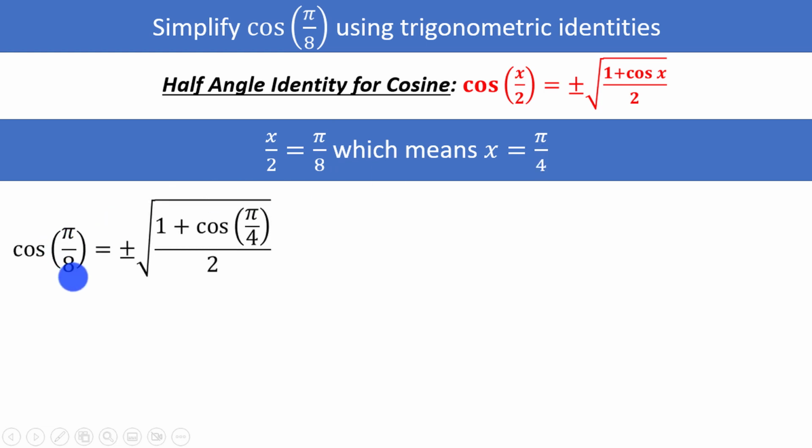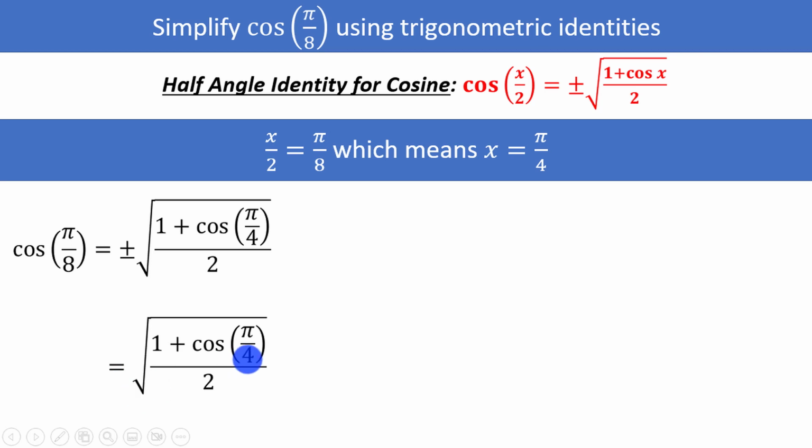So this becomes cosine of pi over 8 is equal to plus or minus the square root of 1 plus the cosine of pi over 4 divided by 2. Make sure that the angle on cosine inside here is double the angle of what you had on the outside. Pi over 8 times 2 is equal to pi over 4. Now remember that for the half angle identities, we don't have two answers. We only have one answer, which is determined by the angle of x over 2. Pi over 8 puts us in the first quadrant. Cosine is positive in the first quadrant, so we only need the positive square root.